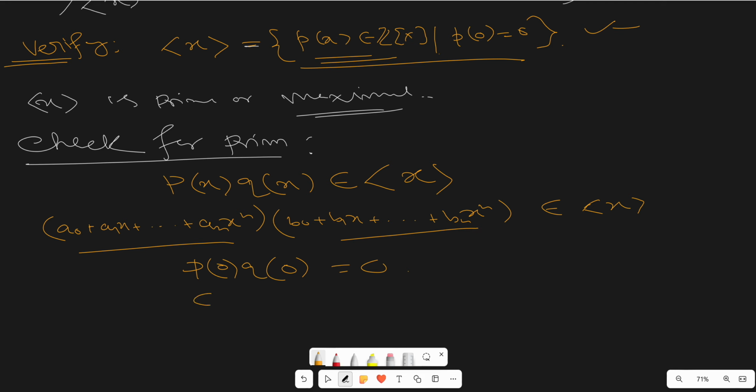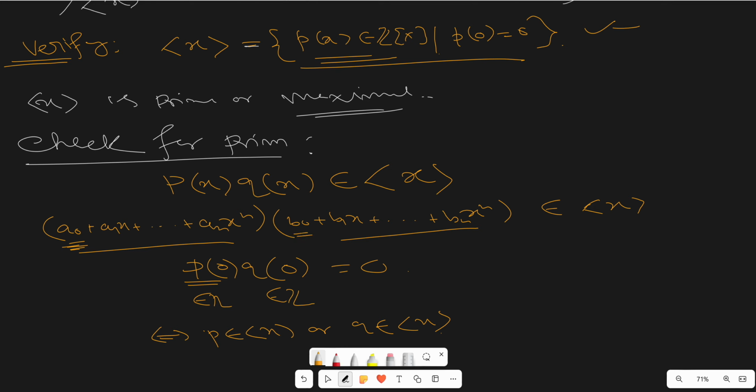Now p(0) is a member of Z and q(0) is a member of Z. Two integers have product 0 if and only if one of them is 0. This implies that p is inside the ideal generated by x or q is inside the ideal generated by x, because there is no other choice. Here p(0) means the constant term and q(0) means the constant term.